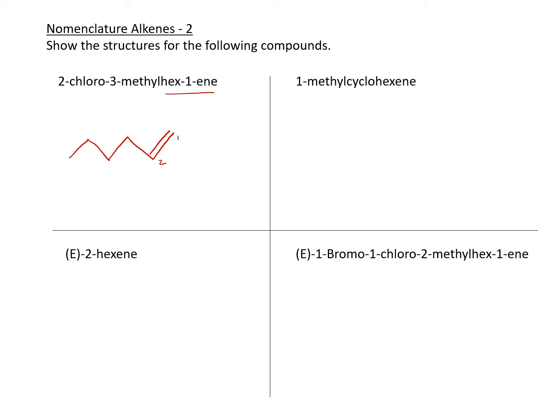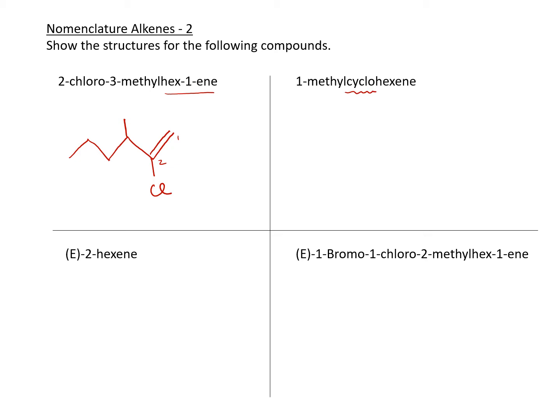Then 1, 2, 3-methyl, 2-chloro. Okay, and that's about it. For this structure, not too complicated. Let's go on to the next one, 1-methylcyclohexene. Okay, so this is a cyclic compound.